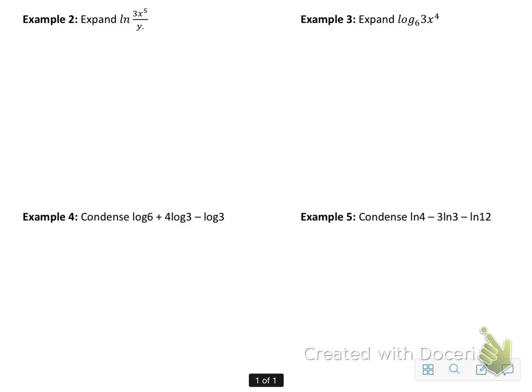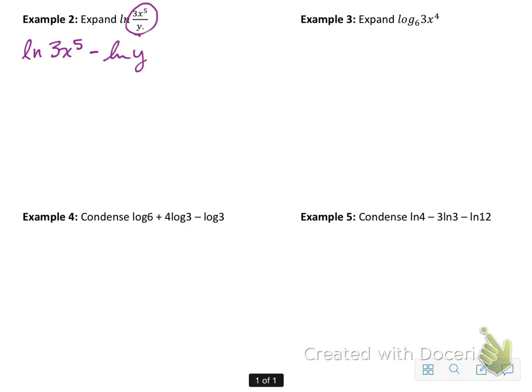Well, when you expand that, we are going to use our property. Okay, now the first property we're going to use is our quotient property. So we will split up the division here into subtraction. So we will have the natural log of 3x to the 5th minus the natural log of y. Okay, well that's not enough.